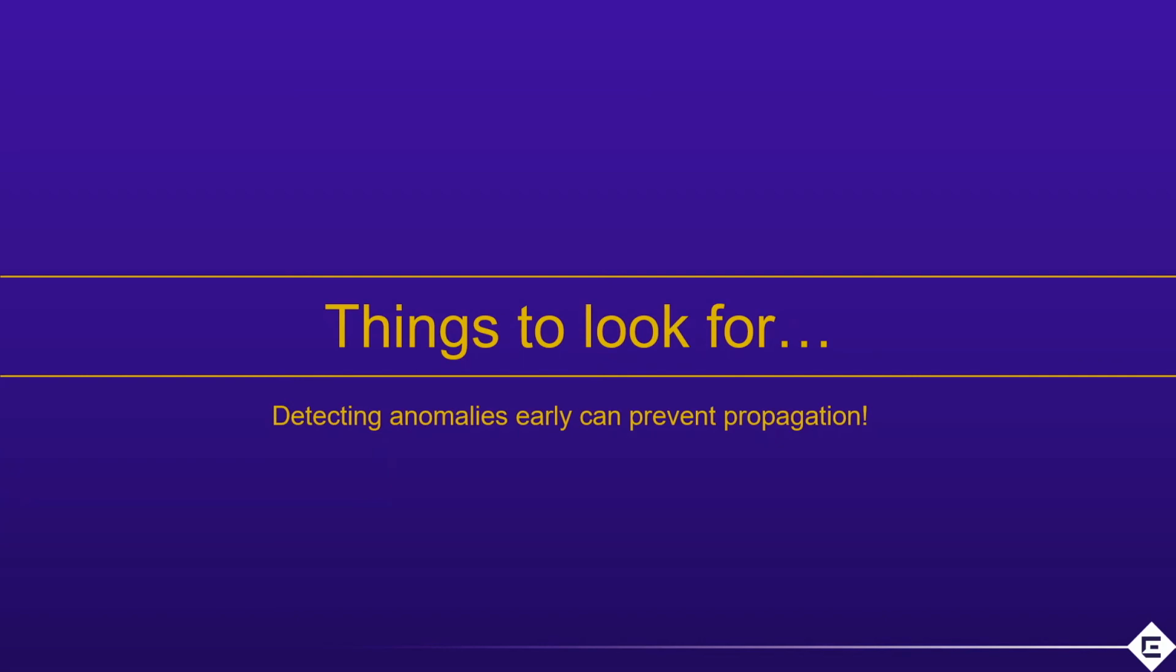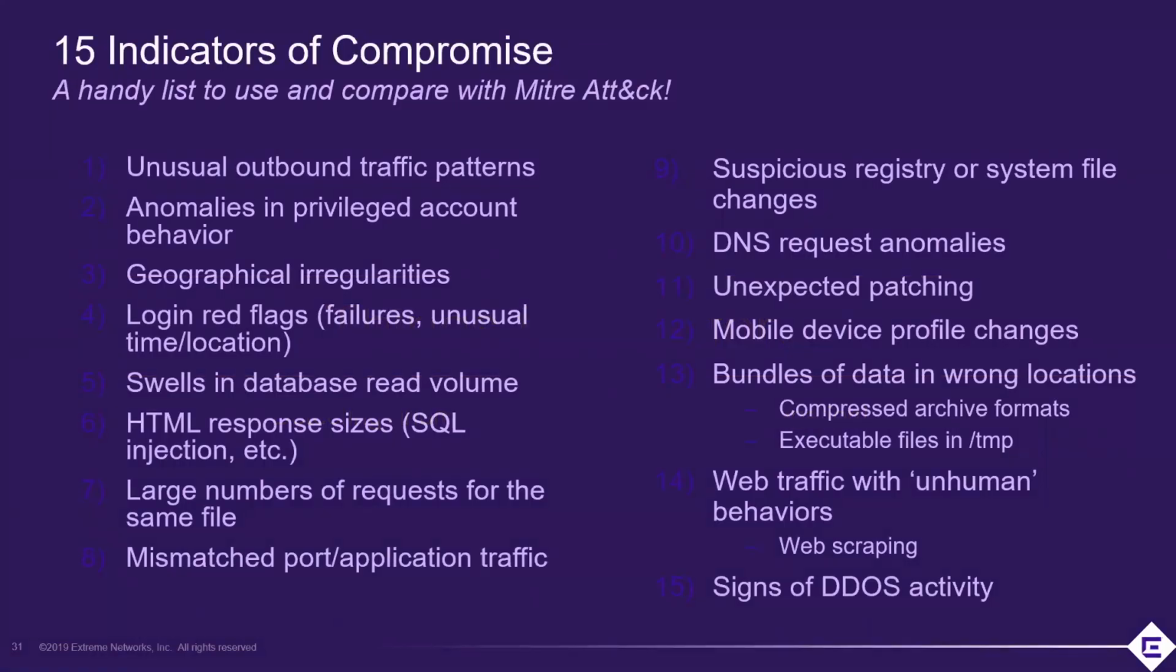It's often been said that prevention is an ideal. In security, though, detection is an absolute must. So we need to detect anomalies. So, 15 indicators of compromise here. This is a handy list to use and compare with MITRE ATT&CK. I'm not going to go through all of these, but I will give you a second or two to read them. Obviously, you can also freeze the video and take a snapshot or write it down. Yes, we still do have pens and pencils. But the point is that these are things that you can look for.